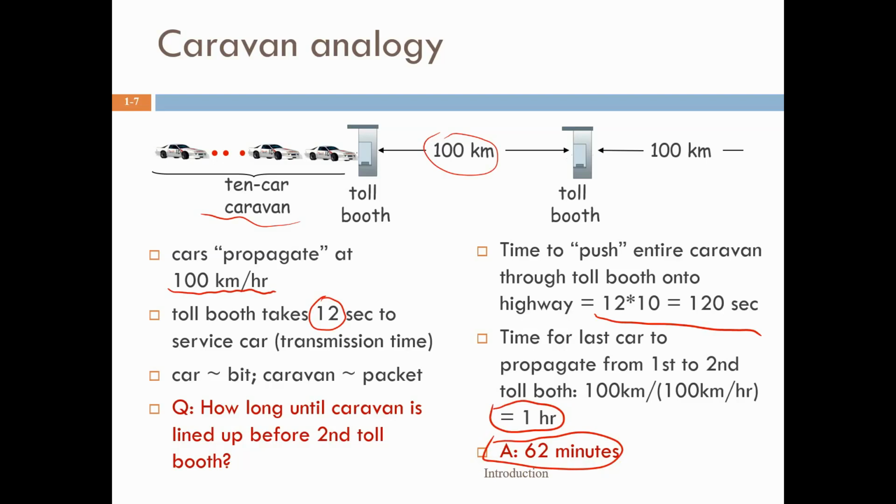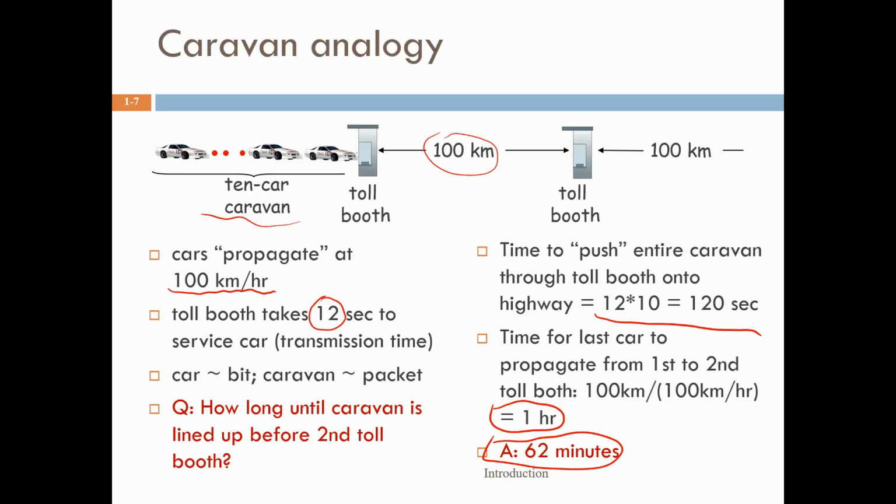These 60 minutes, how much... the first car only arrives after just 12 seconds plus 1 hour. So 12 seconds to exit the first toll booth, 1 hour to travel to the second toll booth, and that's it. That means after 1 hour and 12 seconds, the second toll booth would start receiving the first car, but there would be more cars coming along the way.